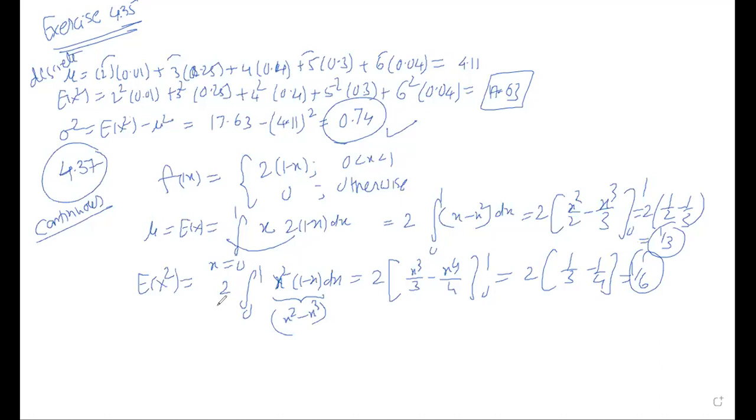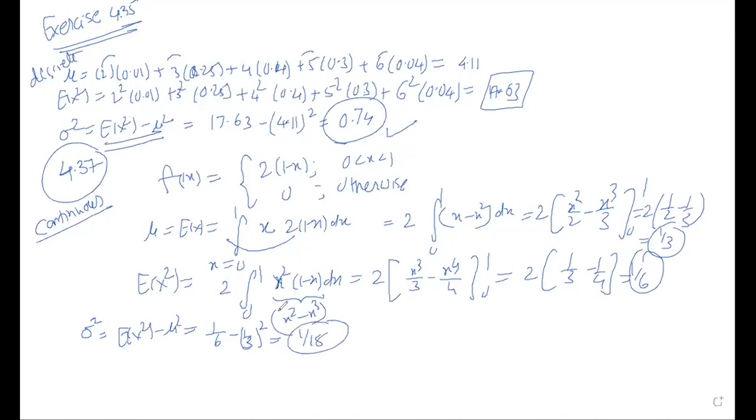Right, guys? So once you have this, naturally my variance sigma square is equal to E of x square minus mu square, same definition. That is equal to 1 by 6 minus (1 by 3) square, that is equal to 1 by 18.